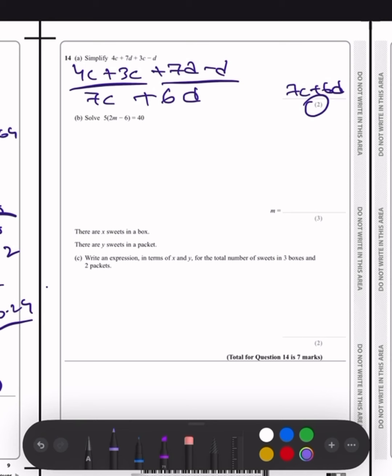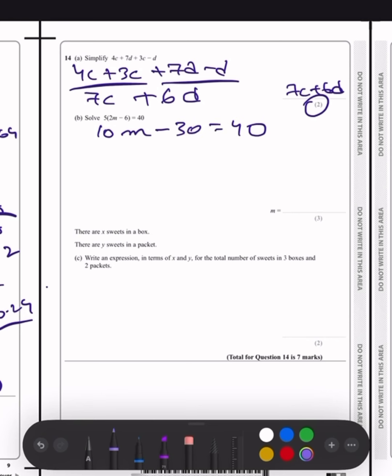Now your next question is: solve 5(2m - 6) = 40. Because it's in the brackets and outside is a 5, we know we need to multiply 5 by all the numbers inside the bracket. So we do 5 into 2, which is 10. So we get 10m minus 5 times 6, which is 30. 30 is equal to 40.